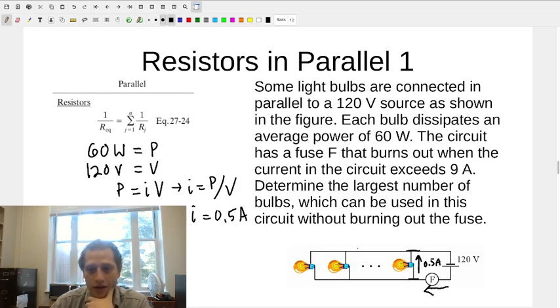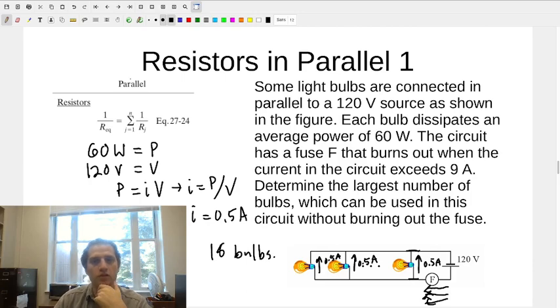But as you add another wire, you get another 0.5 amps. So we can represent that here with 2 arrows. And each of those adds to the total current coming out of the battery at the beginning, 0.5 amps. So here, if we just had 3 bulbs, we would have 1.5 amps coming out of the voltage source. And so if you can go up to 9 amps, that means you can get 18 bulbs. Okay, so we did that problem earlier.